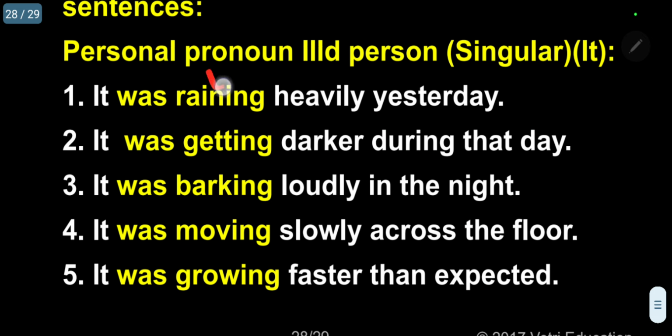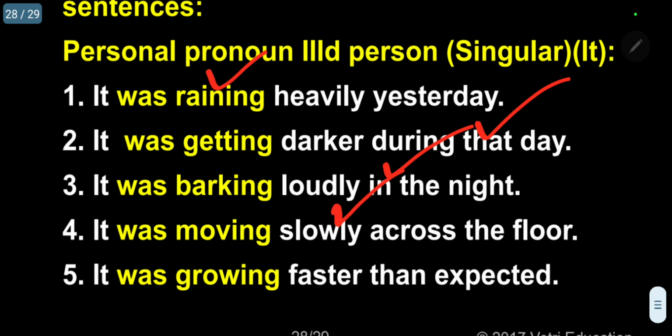It was raining heavily yesterday. நேற்று மிக கனமாக மழை பெய்து கொண்டு இருந்தது. It was getting darker during the day. It was barking loudly in the night. It here, barking, நாய். Barking is the word suitable for a dog. So, அது இரவில் மிக சத்தமாக கத்திக் கொண்டிருந்தது, குரைத்து கொண்டிருந்தது.